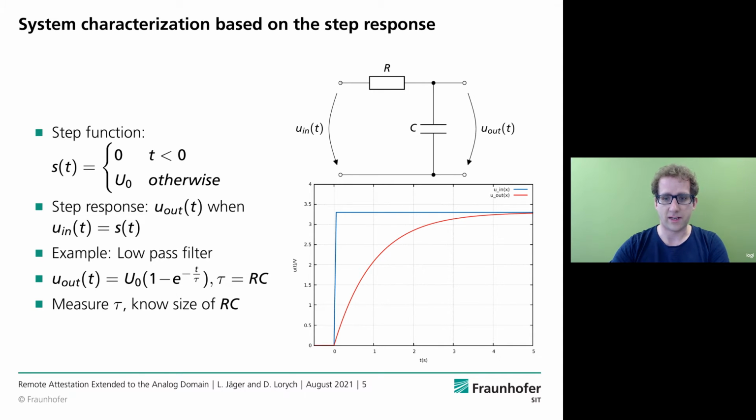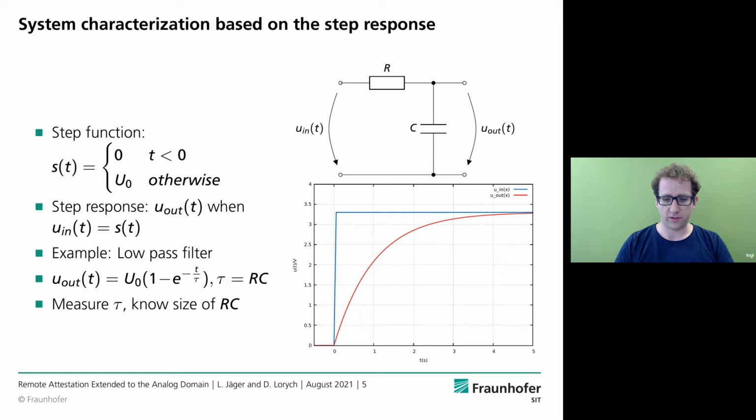And the example you see on the right shows a low-pass filter system consisting of a resistor and a capacitor. And the resulting step response is a function that converges to the maximum voltage of 3.3 volts. And the rate of convergence is given by the parameter tau. And tau is the product of the resistance and the capacitance in this low-pass filter system. And if one can measure tau, one can determine the sizes of the resistor and the capacitor. And this is one of the most effective ways of determining the properties of a circuit in control technology.